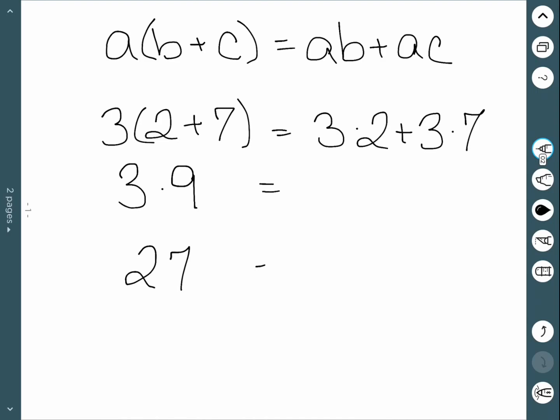Order of operations also tells us, on the other side, that the first step is to multiply. 3 times 2 is 6, and 3 times 7 is 21. We can then add 6 plus 21 and we get 27, which is good because these two things should be equal. And this is very helpful when we're simplifying algebraic expressions.